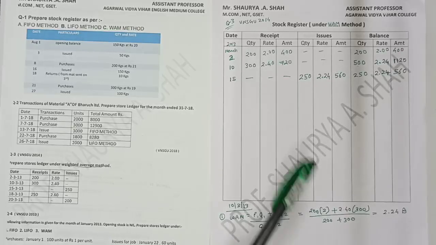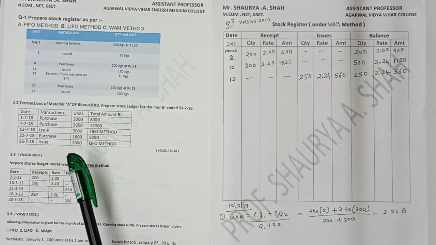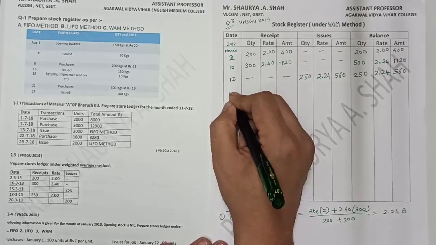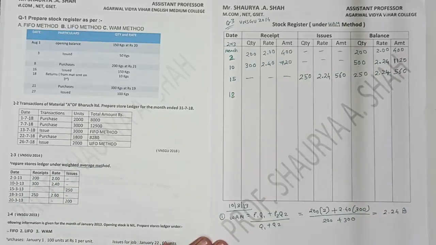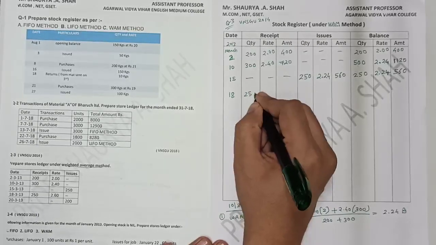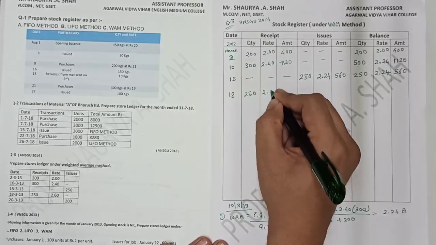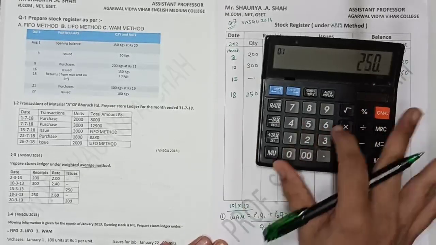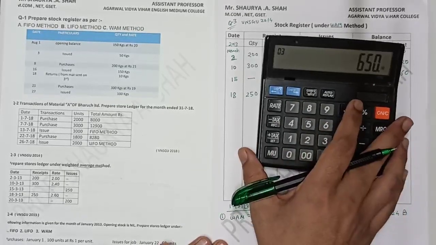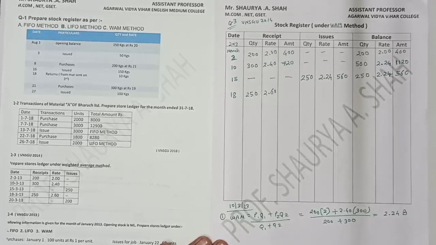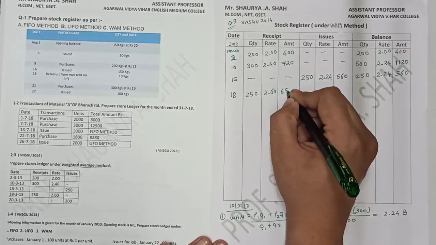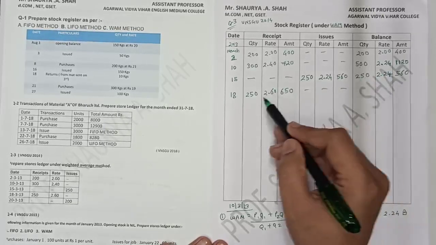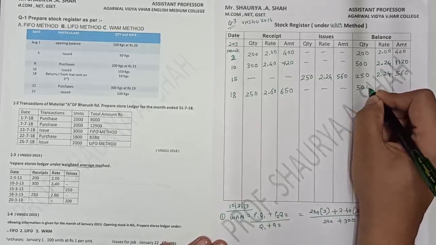Now students, moving on to the next transaction. We have done 2nd March, 10th March, 15th March, now 18th March. Again a new issue comes, right? So new issue is 250 quantity. What is my rate, students? It is 2.60, right? So multiply 250 into 2.60 gives me the answer of 650, right? So write down here 650. In issues it will be dash. Now you have to add up. 250 plus 250 gives me 500, right?